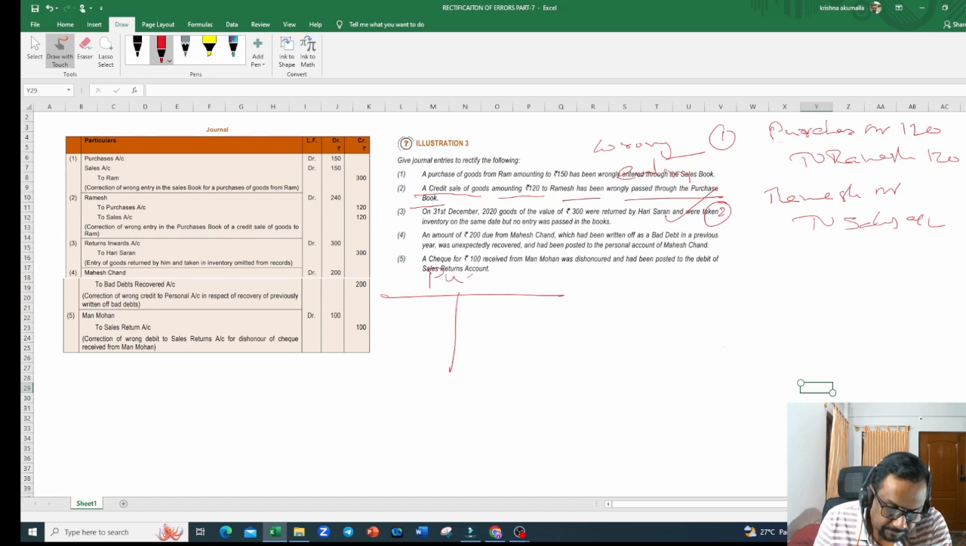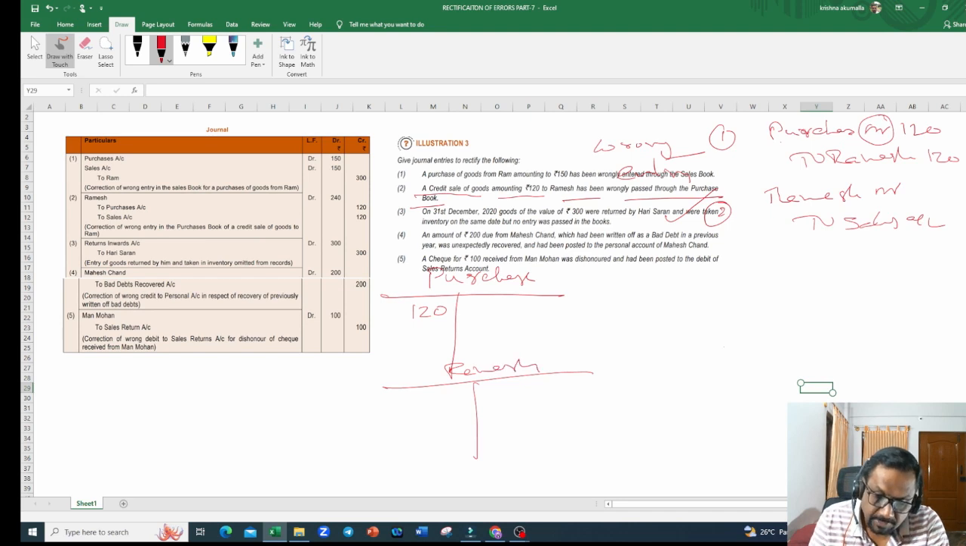Purchase account. What did we do? Purchase account we debited. So let us put 120 debit. Then prepare Ramesh account. Ramesh account, what did we do? We credited 120. But we should have debited. We should have debited Ramesh, but we credited. There is no entry in sales account, because the correct entry is sales. In the wrong entry, there is no sale here. So we need to prepare a sales account.